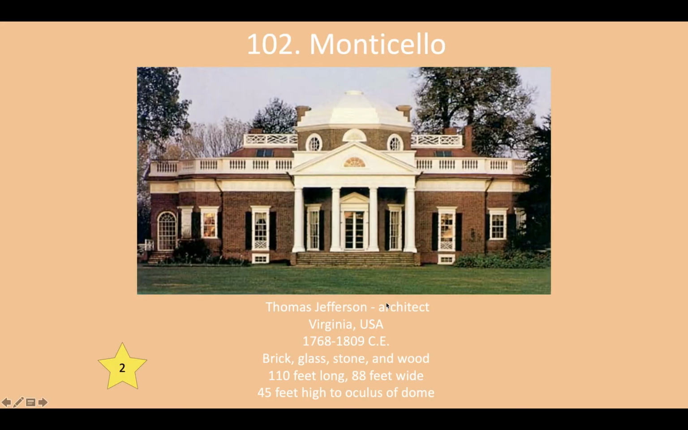All right, so this is Monticello. This is Thomas Jefferson's home. Thomas Jefferson was, as you know, a president of the United States and a statesman and an inventor and a book collector and an architect. And so this is his home that he designed for himself.